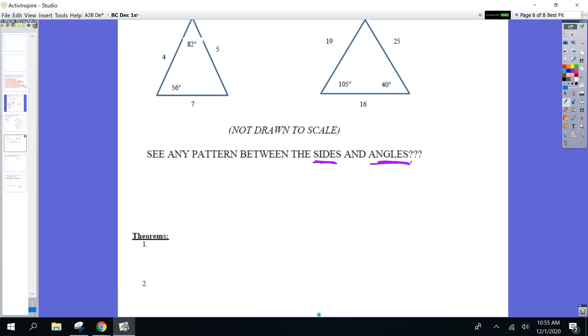And here's a little hint to get you going. You would probably benefit if you found the 3rd angle in both triangles. So try to find the 3rd angle in both triangles and then see if you can find anything that's true. Because it's there, kids. You just got to dig deep.